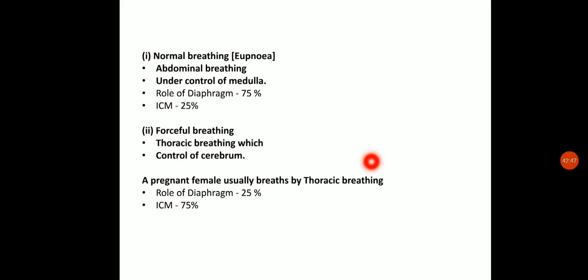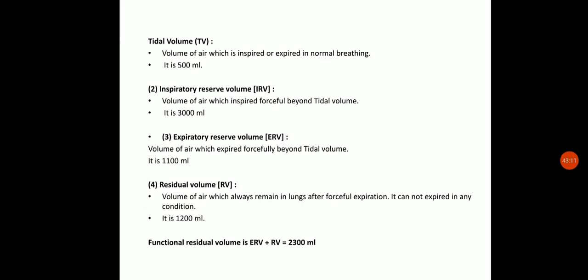A pregnant female usually breathes by thoracic breathing. Forceful breathing will be there. In the case of thoracic breathing, the role of the diaphragm will be around 25% only, while the role of the intercostal muscles will be around 75%, just opposite to normal breathing. Okay, that was about the types of breathing. Now let us see spirometry.